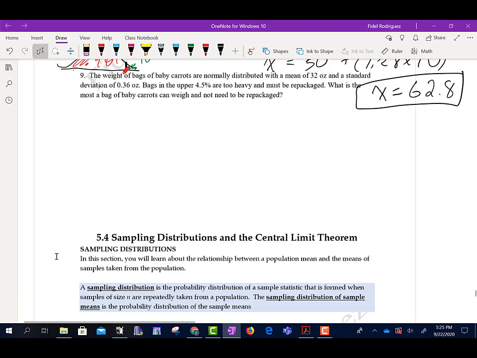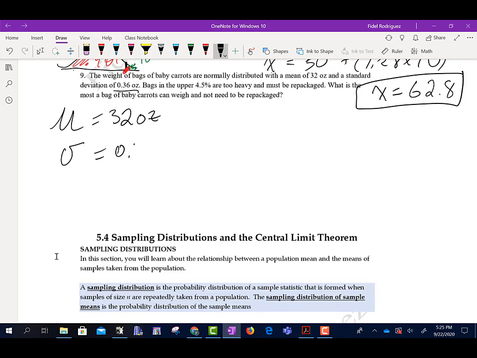All right, so let's take a look at the last problem that I got here out of 5.3. It says the weight of bags of baby carrots are normally distributed with a mean of 32 ounces. Okay, so that's important. My mean is 32 ounces and a standard deviation of 0.36 ounces. It says bags in the upper 4.5% are too heavy and need to be repackaged. It says, what is the most a bag of baby carrots can weigh and not need to be repackaged? Okay, so let's think about that.